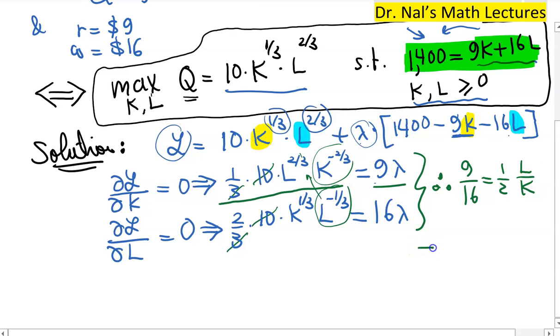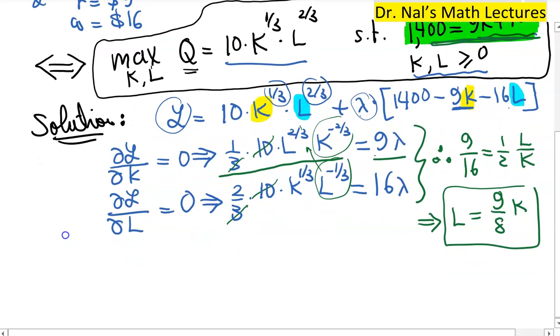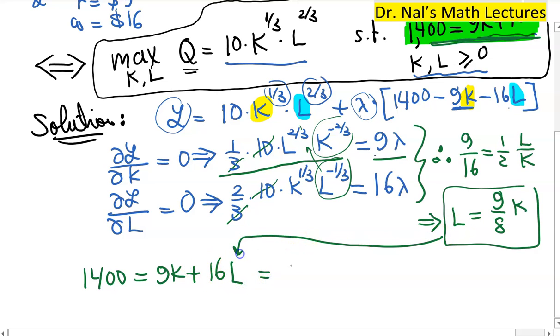And finally, if you rearrange them, so for instance L in terms of k, L is going to be equal to 9/8, if I'm not mistaken, 9/8 k. That's it. That's the optimum. Now we need to plug this into the original constraint, namely that cost should be $1,400. We don't want to spend more than $1,400. Let me rewrite that. So given that 1,400 is equal to 9k plus 16L, I'm going to replace the L now with what I got here.